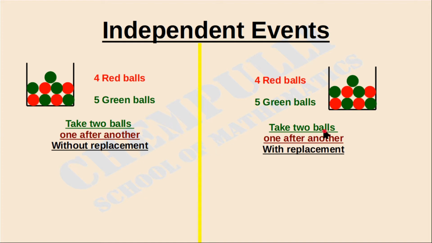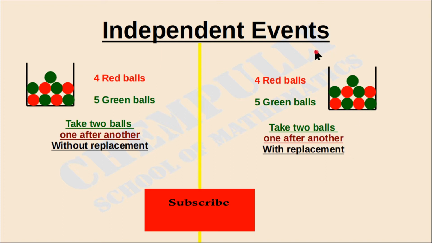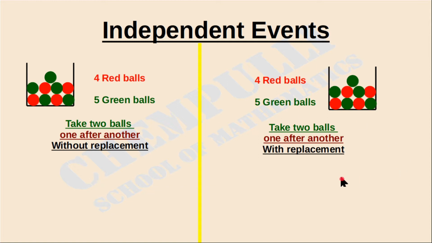Then in this second case, there are two draws. We are going to take 2 balls, one after another. That means 2 draws are there, the first draw and the second draw. Then it is with replacement. That means after the first draw, we replace that ball in the same place, because it's with replacement, but in the first case it is without replacement. First we can check the probability in the first case. After that we will move to the second case.